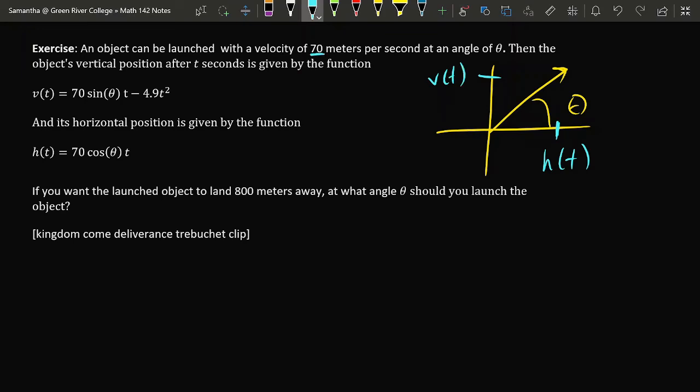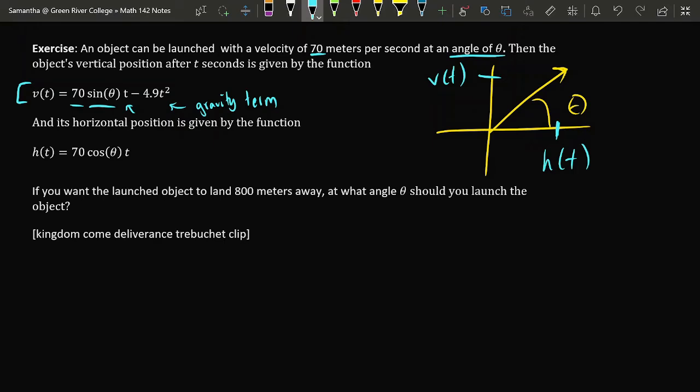And in the case of a velocity of 70 meters per second and a launch angle of theta, those formulas are given here. The object's vertical position, its height above the ground, can be found by taking the speed of 70, multiplying it by sine of the launch angle, and multiplying that by the number of seconds that have passed, t in this case, and then subtracting 4.9 times t squared. This is what accounts for gravity. This is the gravity term that reflects how the object is being pulled back down to the ground by gravity over time.